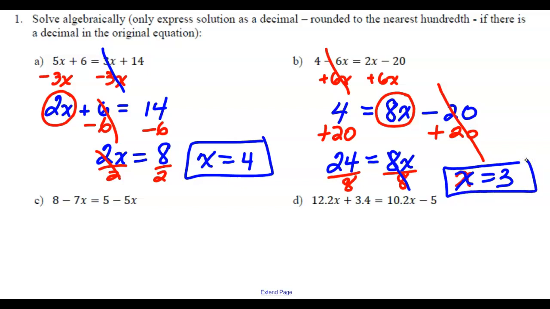So next one also has the same, these are all kind of similar in the fact that they have two constant terms, two x terms. When I'm dealing with negative 7x and negative 5x, what's smaller, negative 7 or negative 5? Negative 7. So I'm going to add 7x to both sides.